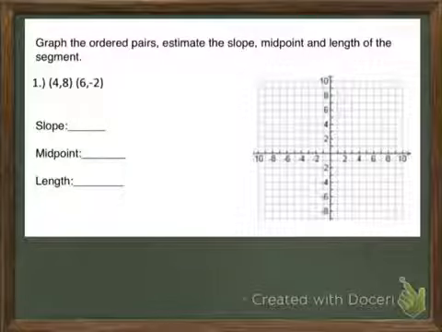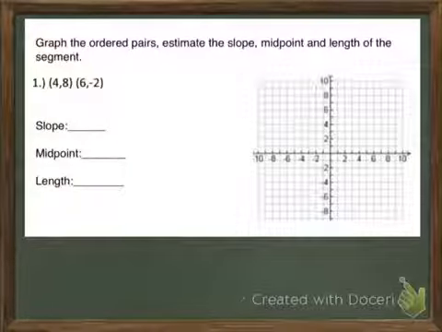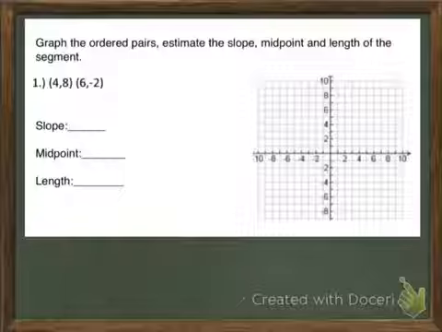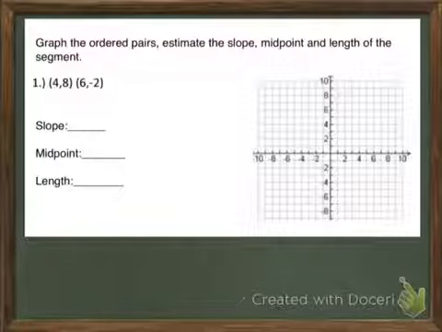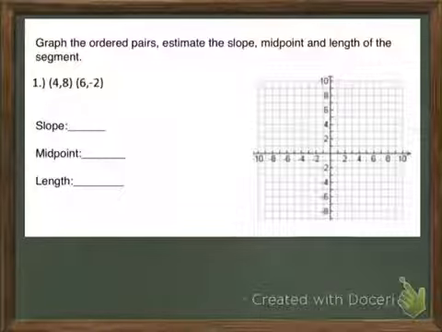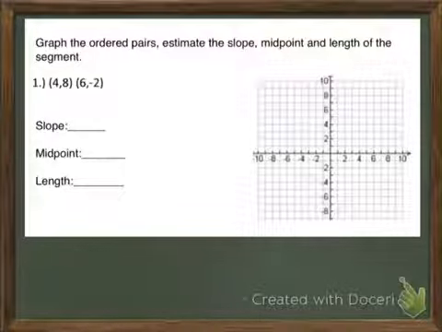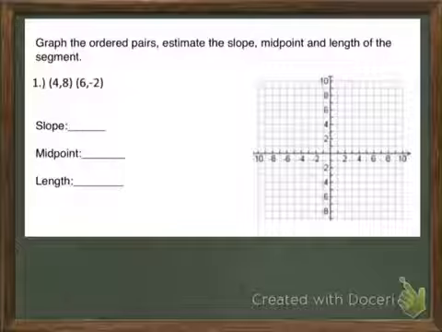Okay, we've got 3 more weeks left for the EOC, and this is the last unit. It's coordinate geometry and algebra. So today we're going to be graphing ordered pairs, estimating the slope, estimating the midpoints, and estimating the length or the distance of a line segment.